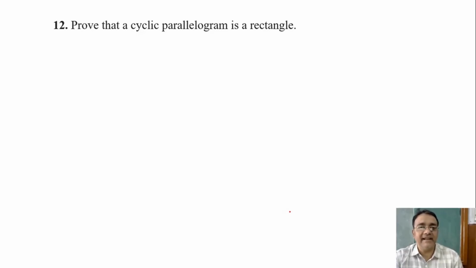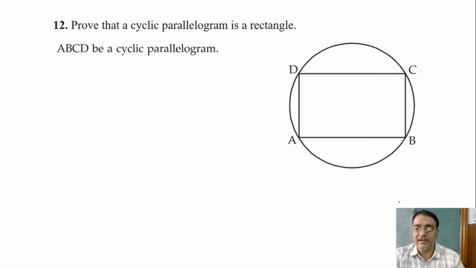Prove that a cyclic parallelogram is a rectangle. Right? So सबसे पहले हम लोग एक parallelogram बना लिए. ABCD is a cyclic parallelogram. Now we have to prove that it is a rectangle. Okay? So उसको कैसे prove करेंगे देखो. सबसे पहले angle B is equal to angle D. Why? Opposite angles of a parallelogram are equal. Very good. Opposite angles of a parallelogram are equal.